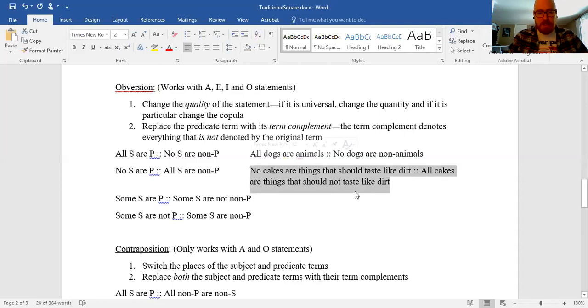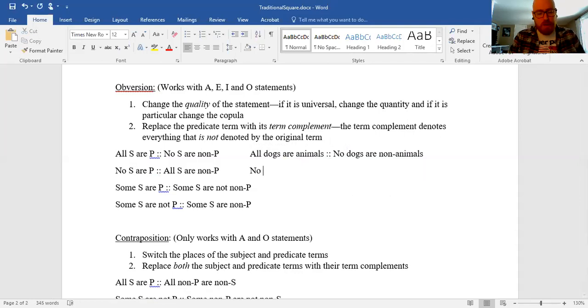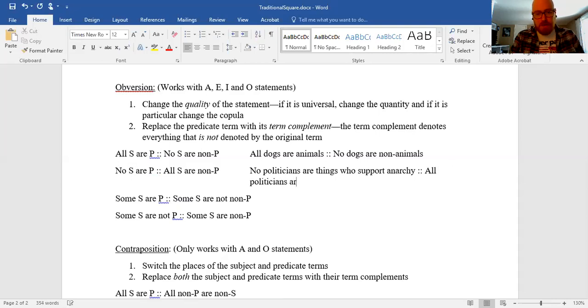Or, if I say something like this, "No politicians are things who support anarchy," that would be logically equivalent to "All politicians are things who do not support anarchy." Or, if you don't want to say that, you could even say "All politicians are things who oppose anarchy," potentially.